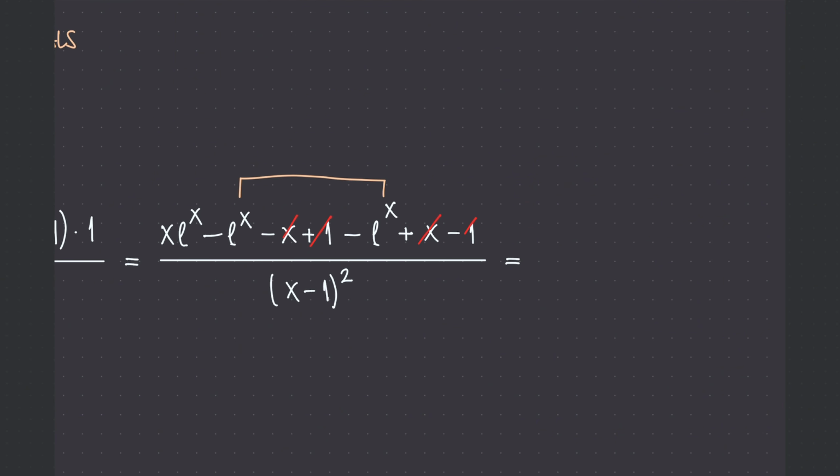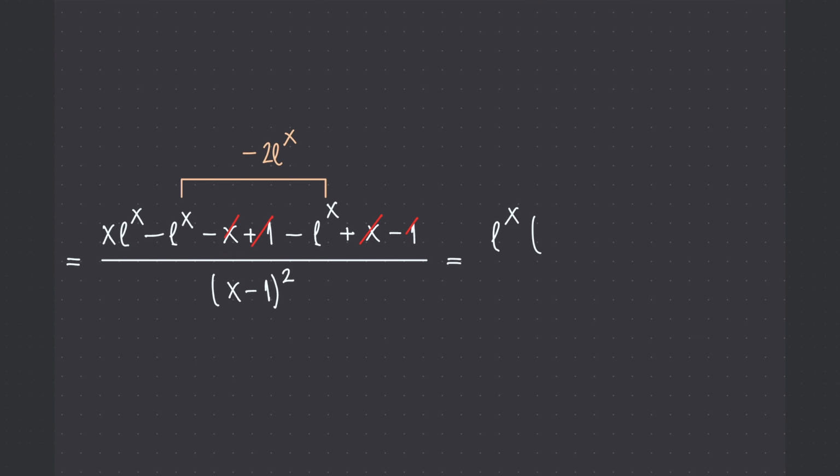And given that we have negative 2 e to the x, we can factor e to the x out and get x minus 2 over here, everything over (x minus 1) squared. Now, one thing that you need to ask yourself is, where's the critical point? Where's the critical value? And that is when the first derivative is equal to 0.